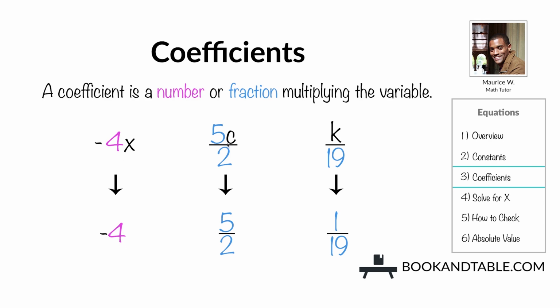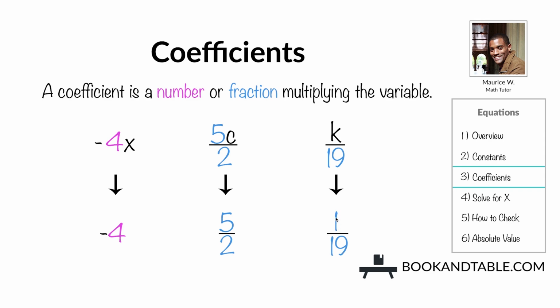Our coefficient can also be a fraction. 5c divided by 2 is the same as 5/2 times c. So our coefficient is the numerator and denominator, 5 over 2. And a third example would be like this one, k divided by 19. Our coefficient is 1 over 19.